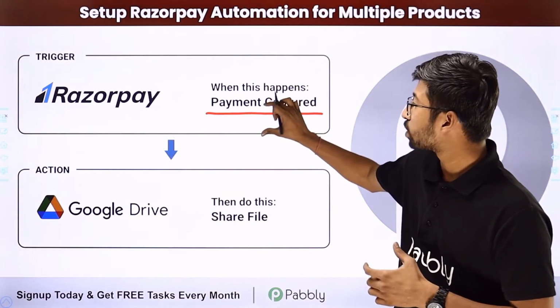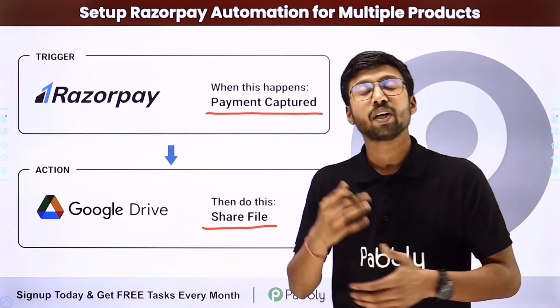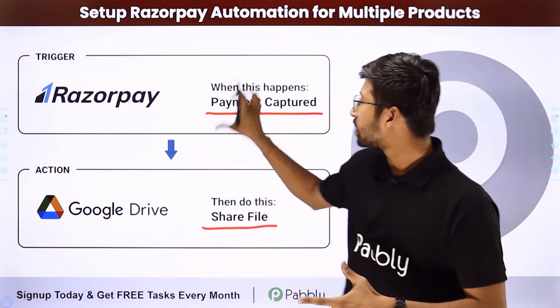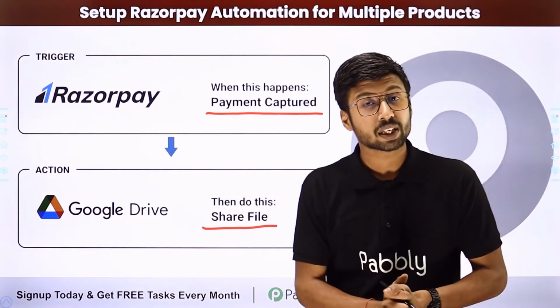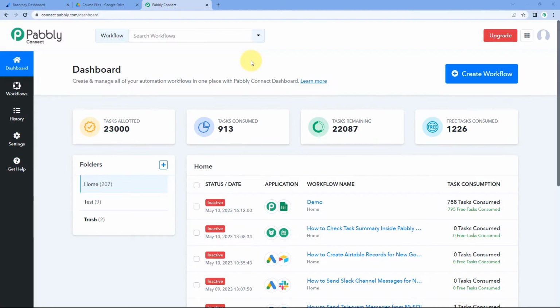So whenever we are going to capture the payment, on the basis of what amount of payment we receive, the kind of file we are going to share from our Google Drive with the customer. So if you want to know how you can set up this kind of automation for your Razorpay account, for that you just have to come with me to my screen. So as you can see, here we are on Pabbly Connect's dashboard.